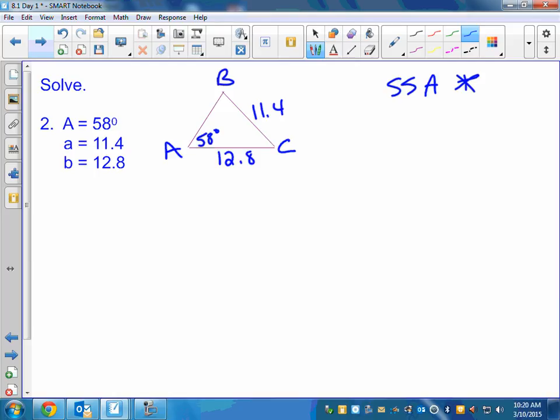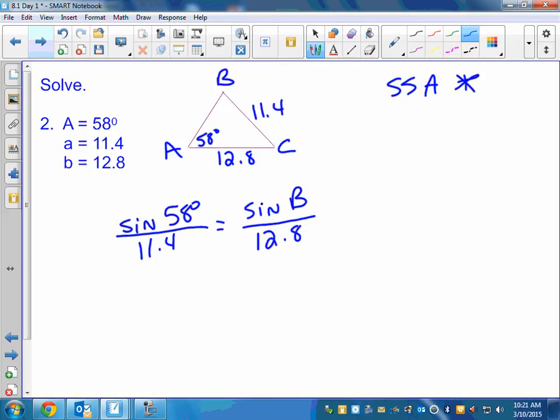We don't know, what do we have to start with on this? What's the only thing we could solve for right now? Yeah, we can't do anything with C, because when you set up the law of sines, you have to either know the side or the angle. We don't know angle C or side C, but we do know side B. We don't know angle B. So I'm going to say the sine of A, which is 58 degrees, over 11.4 equals the sine of B over 12.8.